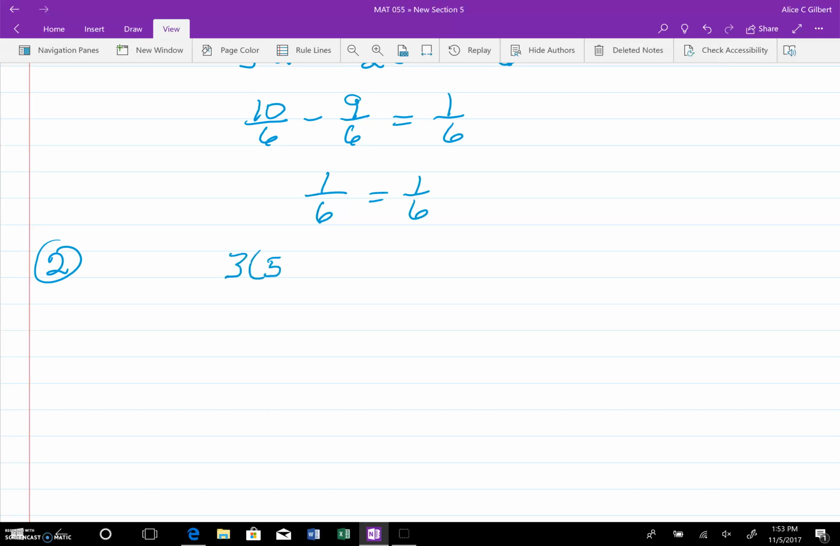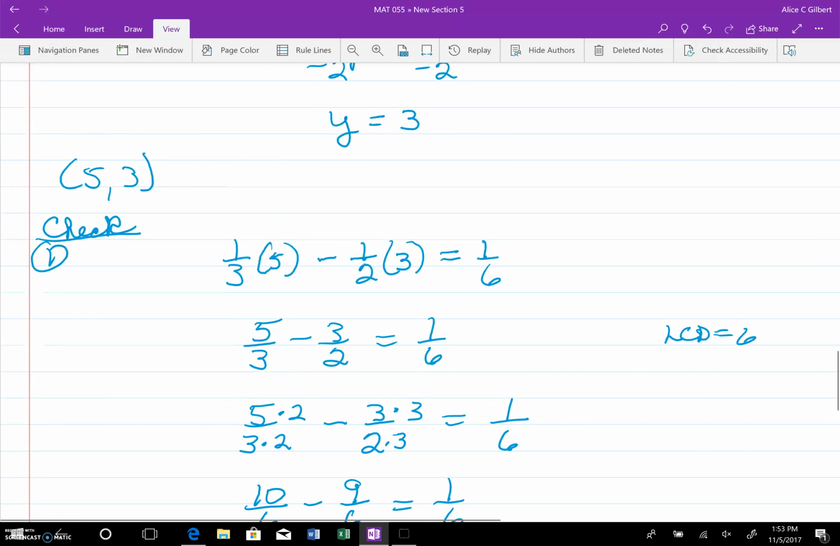So 3 times 5 minus 2 times 3 equals 9. So 3 times 5 is 15. -2 times 3 is -6 equals 9. And 15 minus 6 is 9 equals 9.